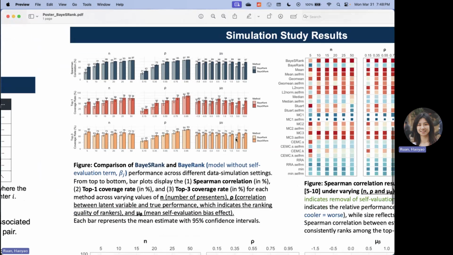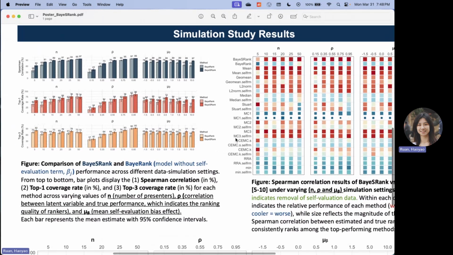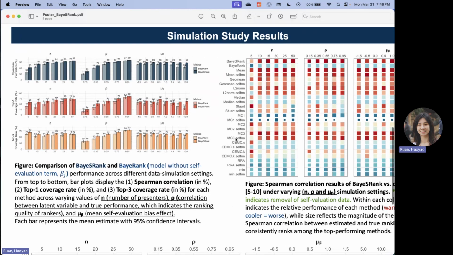To evaluate BaseRank, we test it under different conditions and compare it to other methods using 3 metrics. First, the Spearman correlation between estimated and true ranks. Second, the probability of identifying the top performer. And then the top 3 coverage rate.